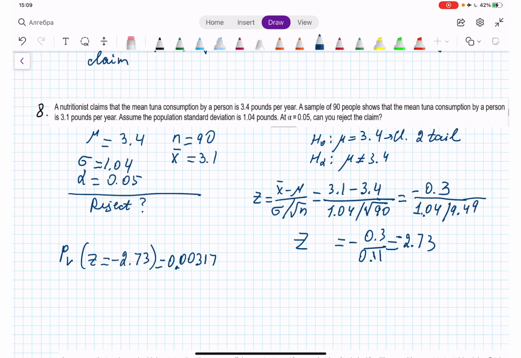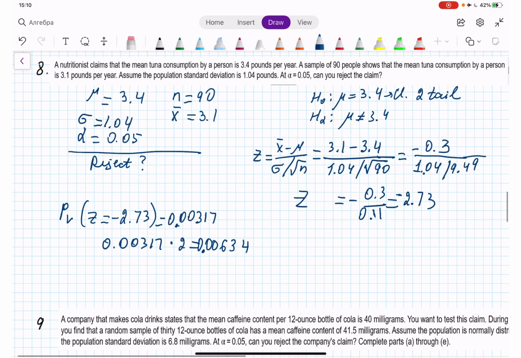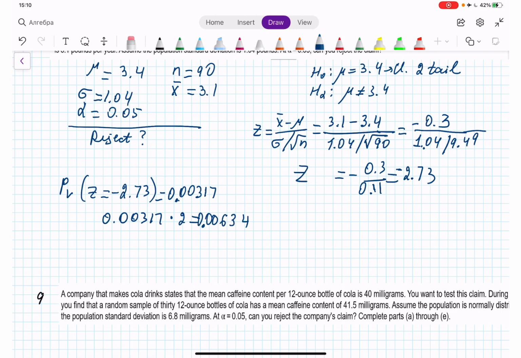2, so I can compare with alpha, because since it's two tails, alpha is for two tails. So multiplying this p-value by 2, 0.00317 times 2, we are getting 0.00634. Now, if our p-value is less than or equal to the level of significance alpha, then we reject the null hypothesis.